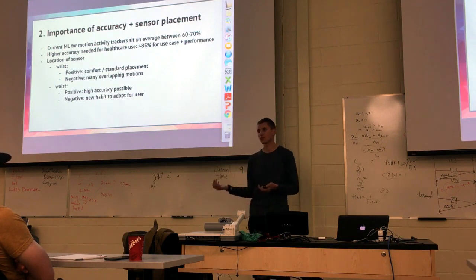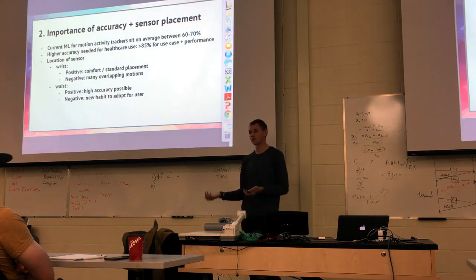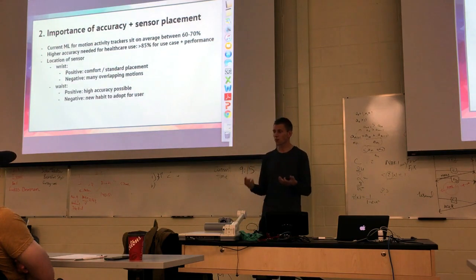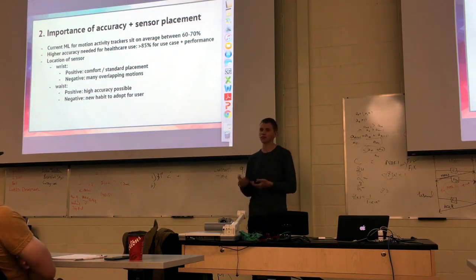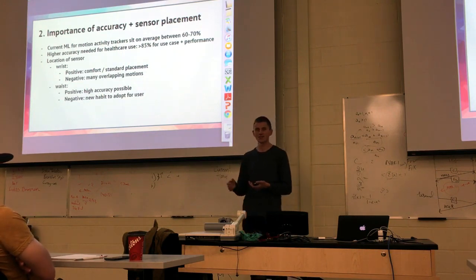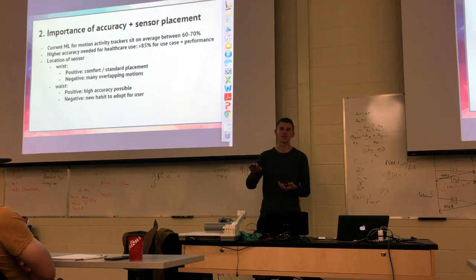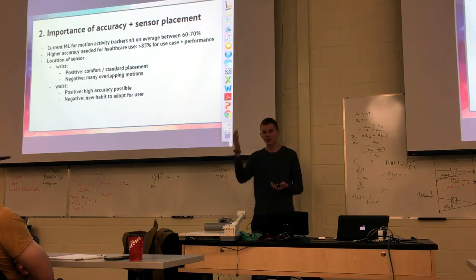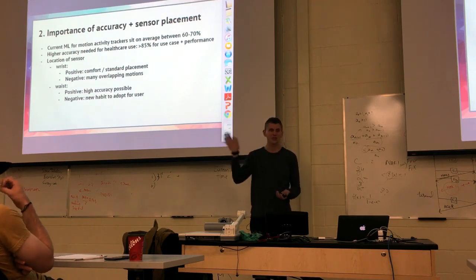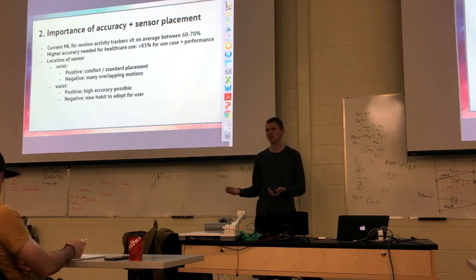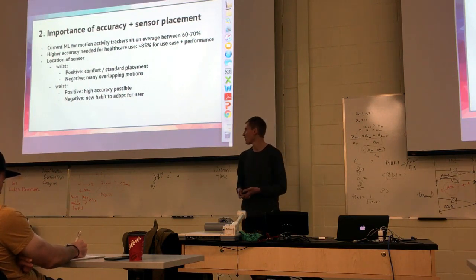If you were to place a sensor on the wrist, the positive is you've got a bit more tolerance from the individual because they're able to do something they're already accustomed to, like wearing a watch. The problem with that is there's a lot of overlapping nature of movement. If I move my hand left to right or up and down, that could very easily be interpreted as walking as well, because I could be walking and waving to you at the same time, but it should still detect that I am walking.